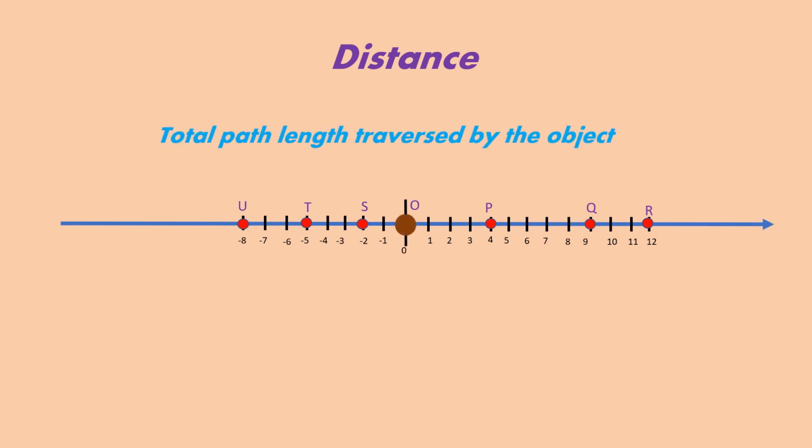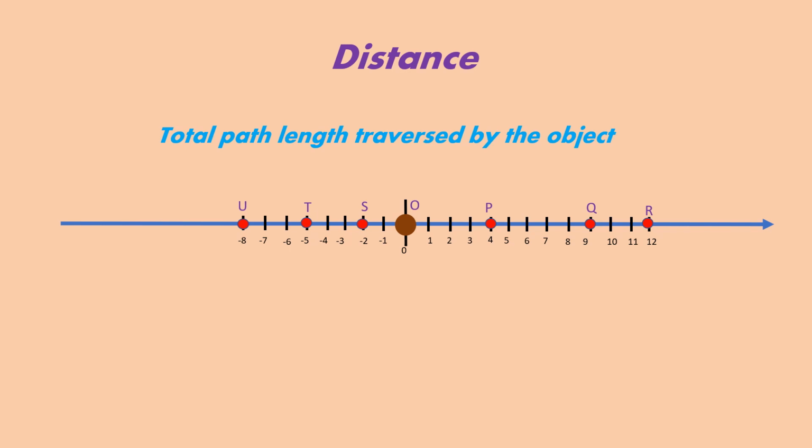It is defined as the total path length traversed by the object. Let's see with the help of an example. Imagine there is an object presently at origin. We are only considering one axis because this is a straight line motion. Only one axis is considered here and its origin is at O.